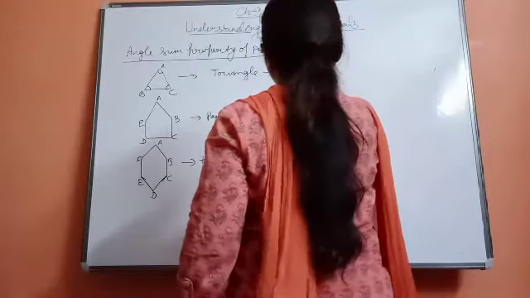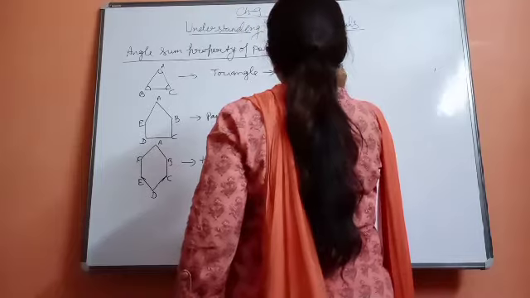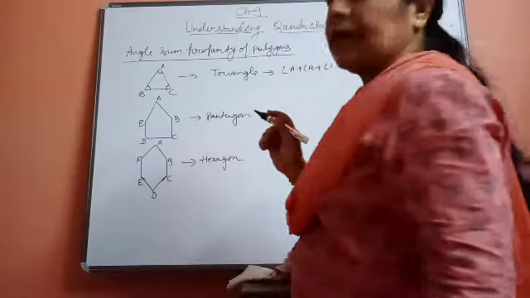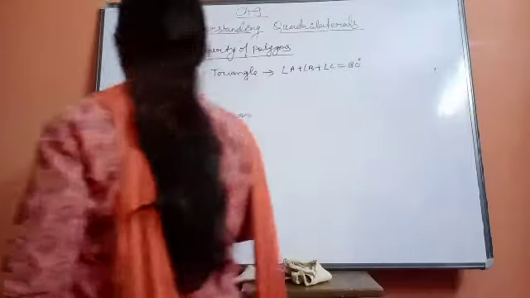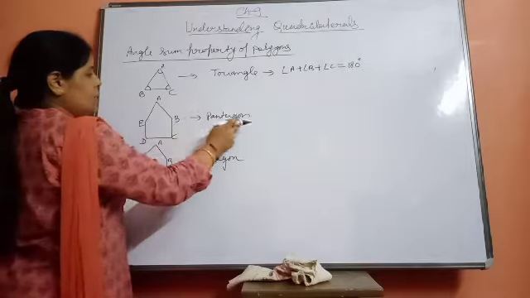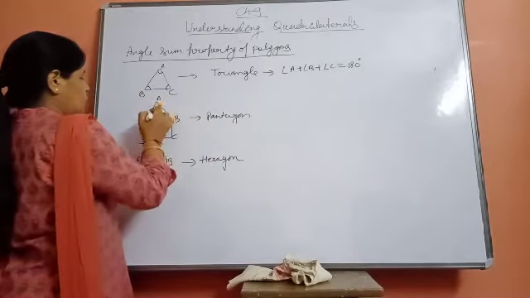Angle A plus angle B plus angle C is equal to 180 degrees. The sum of the three angles of a triangle is always equal to 180 degrees. Now we are going to learn what the interior angle sum of a pentagon will be. So how will we do it? See.